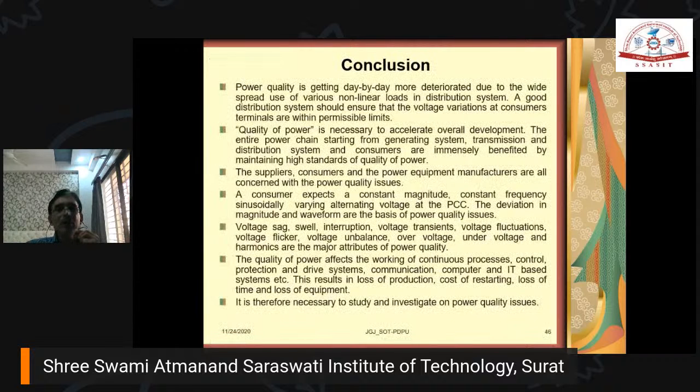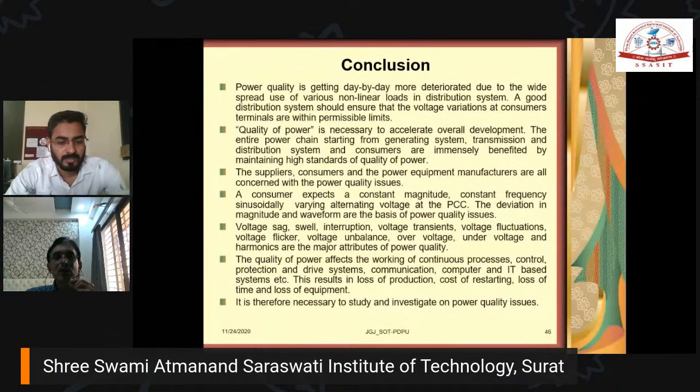Now the conclusion: power quality is getting more deteriorated day by day due to the widespread use of various non-linear loads in the distribution system. A good distribution system should ensure that the voltage variation at consumer terminals is within permissible limits. For example, what is the statutory limit of voltage variation at the consumer terminal? As per the Indian Electricity Rules, at the distribution side or consumer terminal, I have already told you it is plus or minus 6% of the declared voltage. And at the substation buses, the voltage should be plus or minus 5% of the rated voltage.